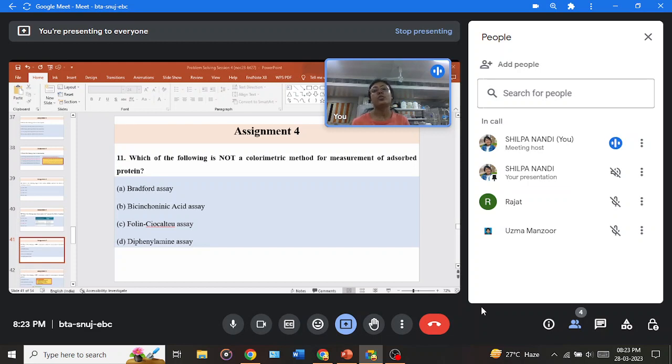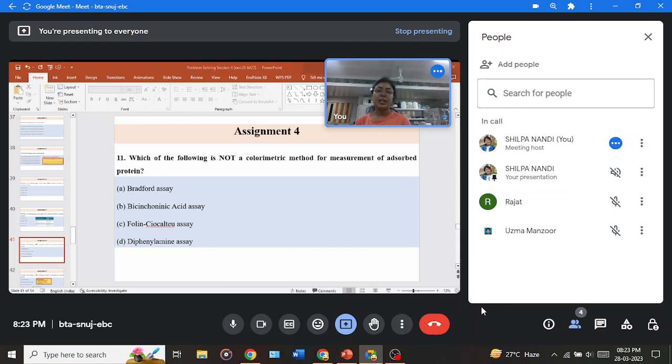So Folin-Ciocalteu assay is also known as Lowry assay, that is Lowry method for determination of adsorbed protein. As I already gave you one of the hints, C is not the answer. C is a colorimetric method, so you can rule out option C, and option D is DPA assay, that is diphenylamine assay.